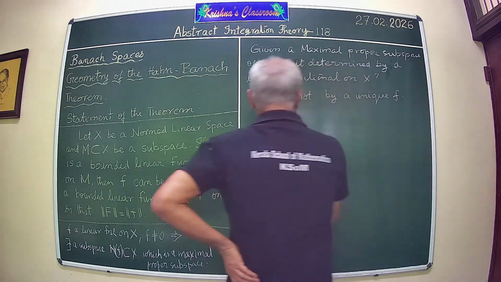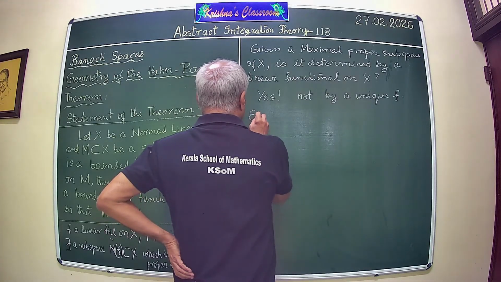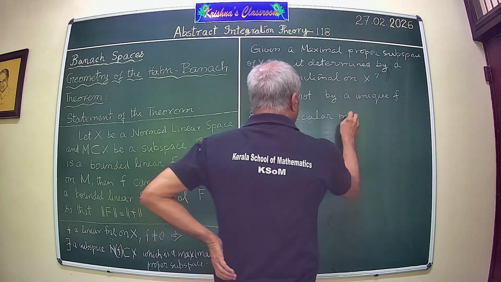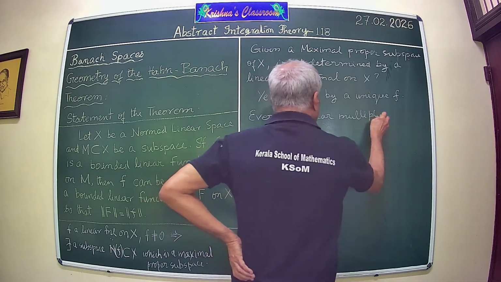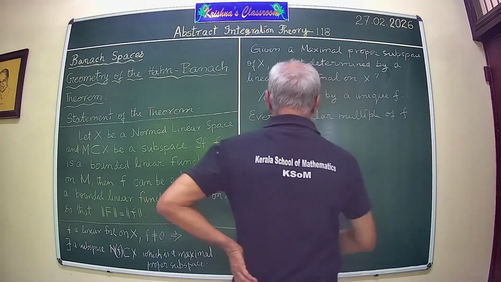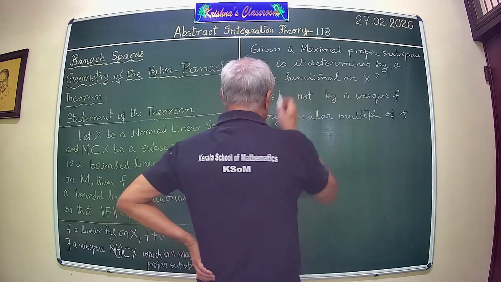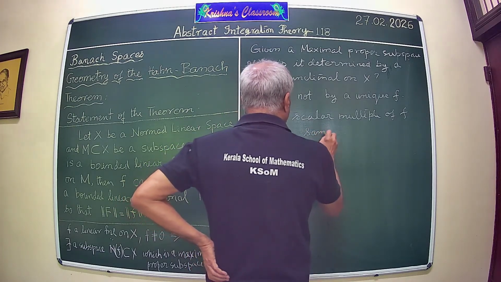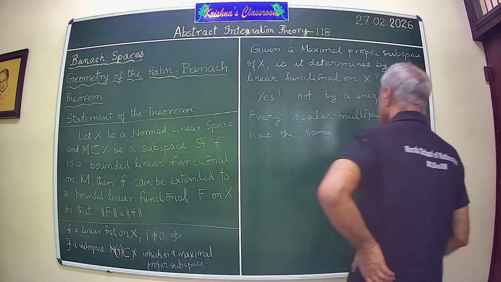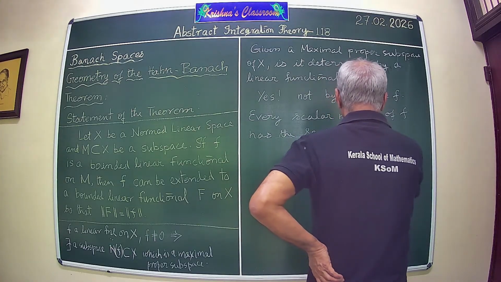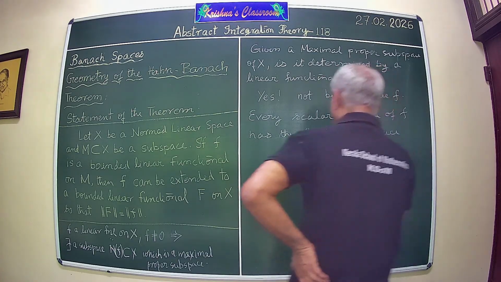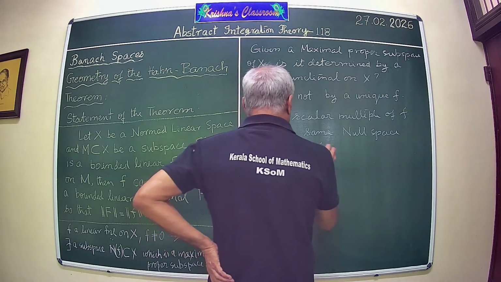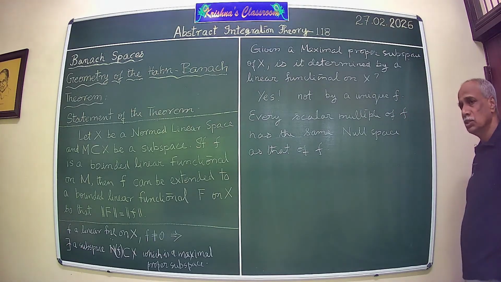And what turns out is that every scalar multiple of f has the same null space as that of f, therefore it is not unique. So what more do you need?